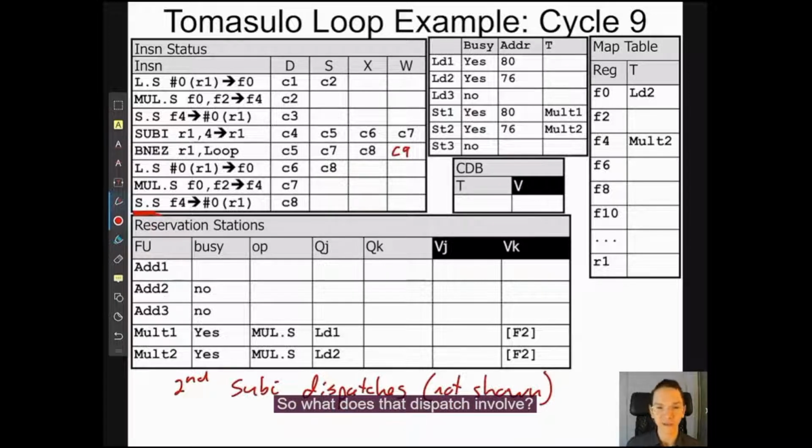So what does that dispatch involve? We allocate a reservation station entry and copy in its operation. As we saw before, it reads R1 and writes R1. The R1 tag is empty right now, so the dispatch stage copies the value of R1 from the register file, which is 76, and extracts the immediate value of 4 from the instruction. And this second subtract instruction writes to R1 as well, so we update the map table. We point to the reservation station in the tag field.